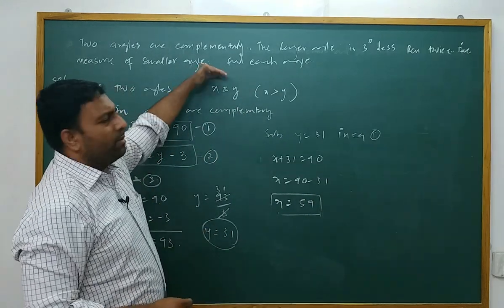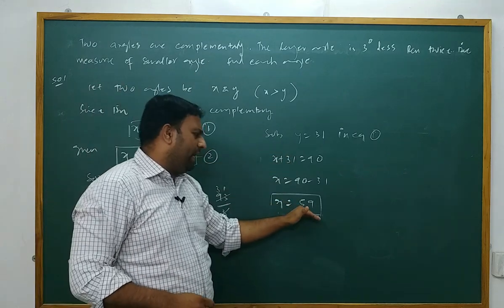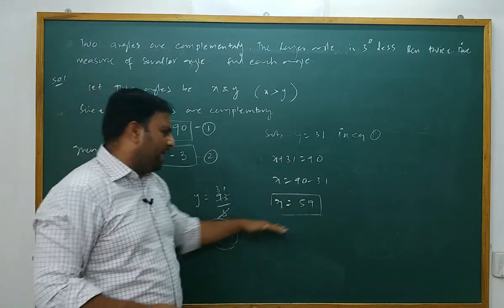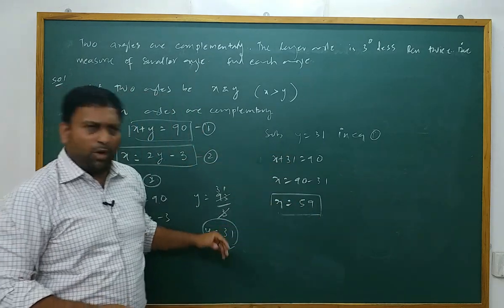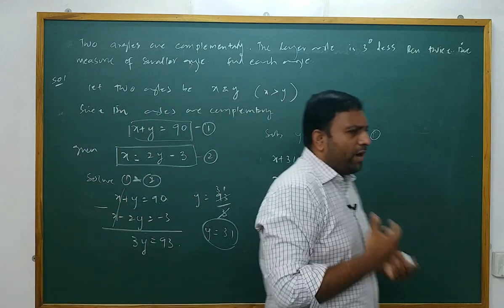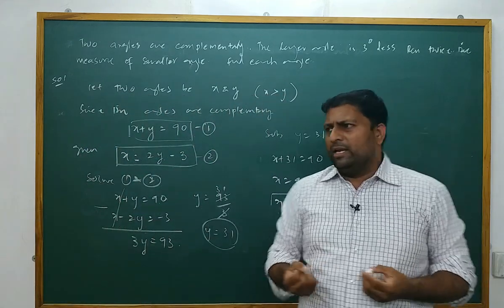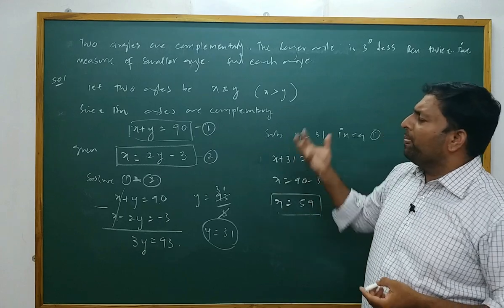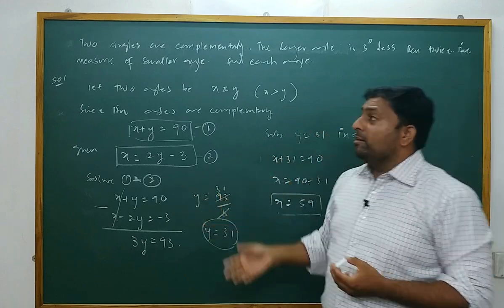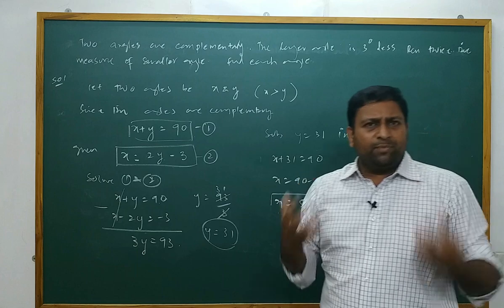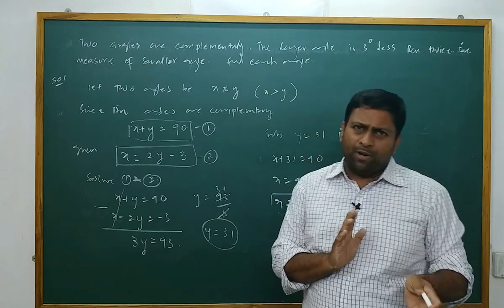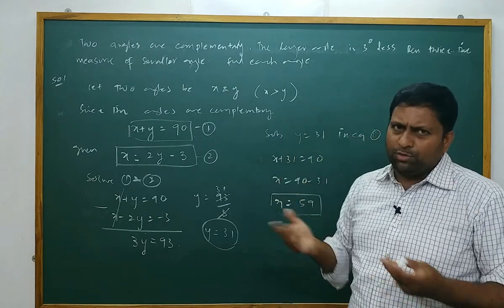So therefore the measures of the two angles are 59 degrees and 31 degrees, where x is a larger angle and y is a smaller angle. So I am sure students you have understood how to use this method. Now here I have done a combination of substitution as well as elimination, because he has not mentioned, and when he has mentioned you have to follow one proper method. In examination, it is allowed to use both of them.